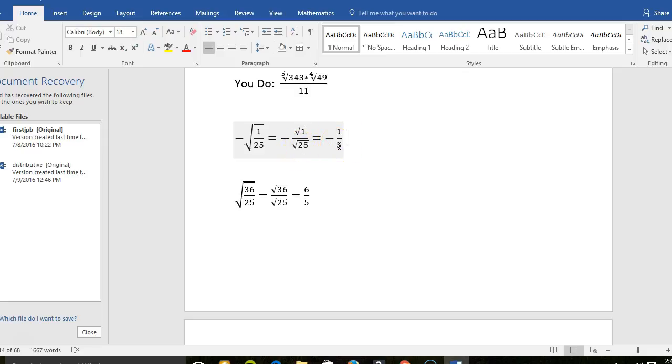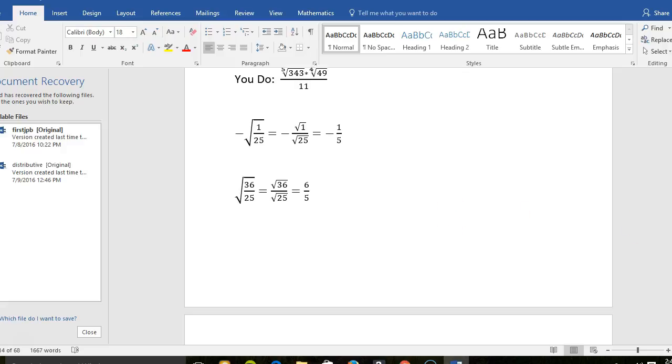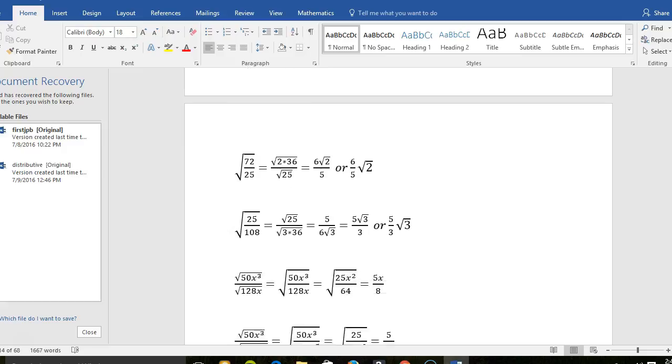So there's that. Let's look at this one. The square root of 36 over 25. That's just the square root of 36 over the square root of 25. The square root of 36 is 6 up here. Now down here, the square root of 25 is 5. So that's pretty basic. Let's go on down the page, or to the next page.